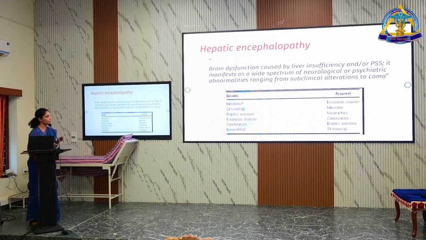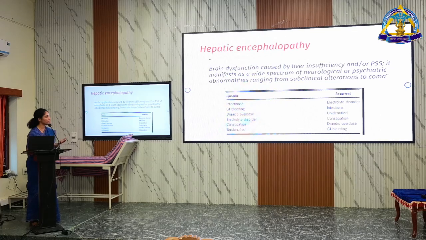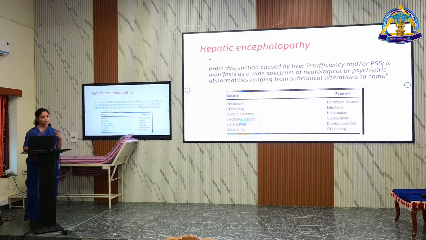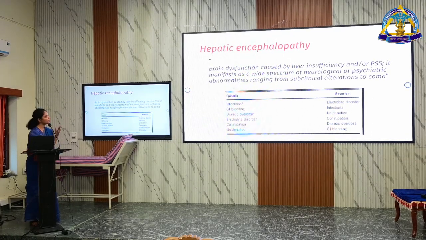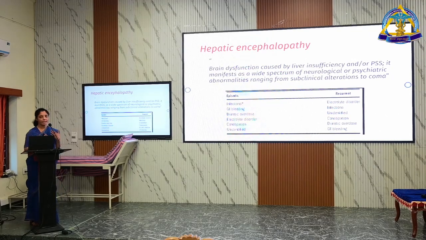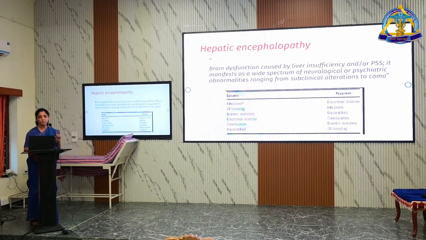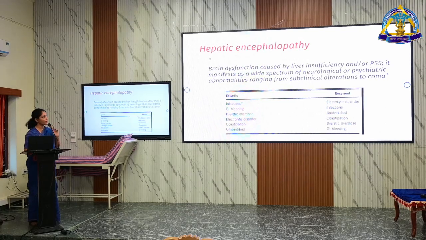So coming to the very important entity which we often come across in decompensated cirrhosis patients, that is hepatic encephalopathy. And as we said, the mortality is high. After hepatic encephalopathy, the median survival is less than 1 year. So what is it? It is a brain dysfunction caused by liver insufficiency and/or portosystemic shunts. It can be due to hepatocyte insufficiency, failure of detoxification, or the patient might have large portosystemic shunts which take the ammonia directly to the brain.